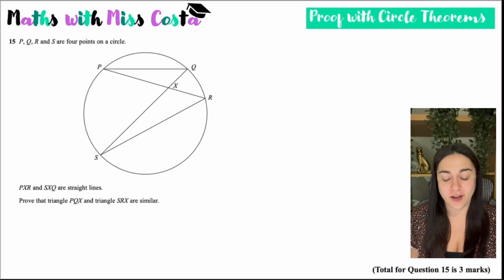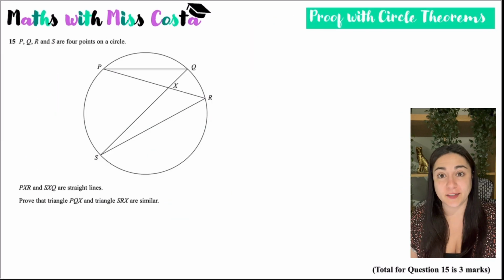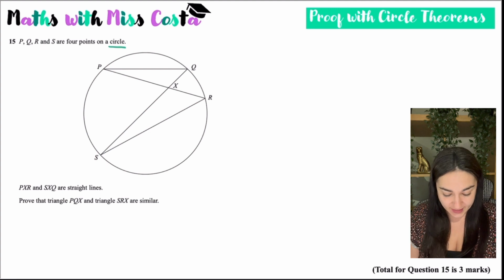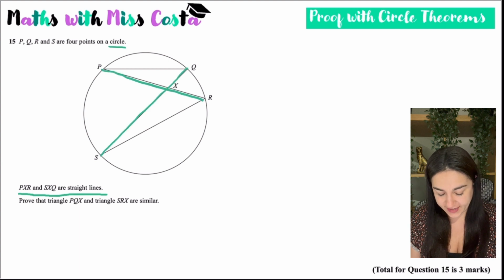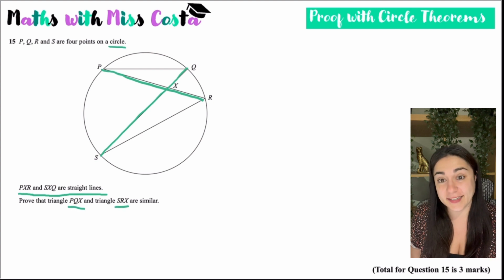Okay, in this question, I am told that P, Q, R and S are 4 points on a circle, and that I have P, X, R and S, X, Q are straight lines. So these two lines here are straight. Prove that triangle PQX and SRX are similar.